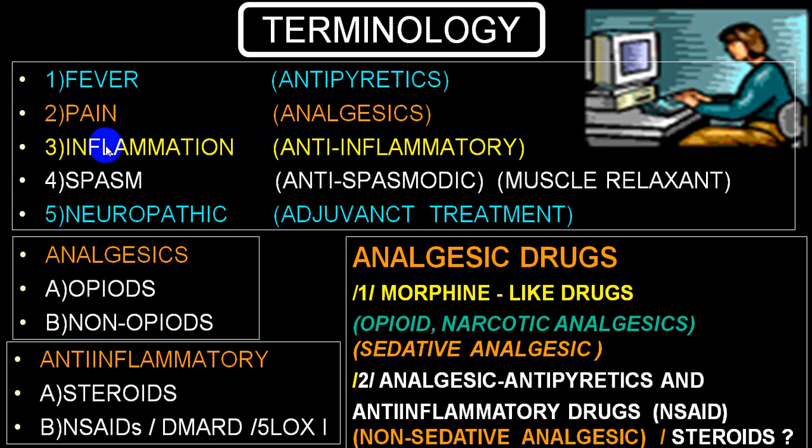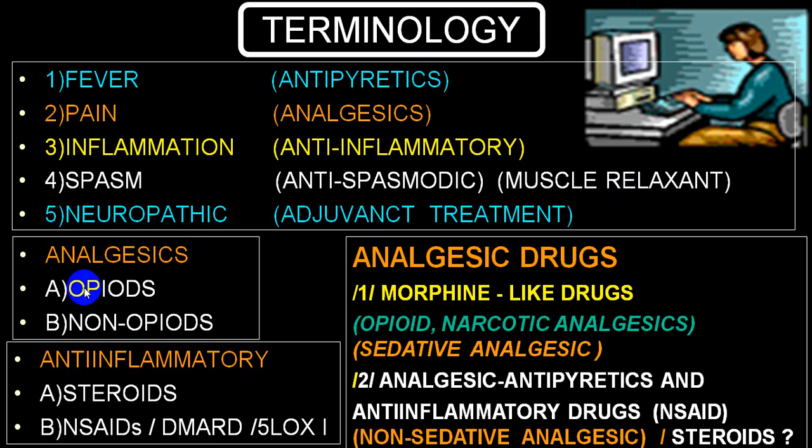Anti-inflammatory is utilized if a person has infective or non-infective inflammation. Antispasmodic is utilized when the person is having a spasm of smooth muscle. And muscle relaxants are utilized when the person is having skeletal muscle spasm. So this is the main prescription of drugs in specific conditions.